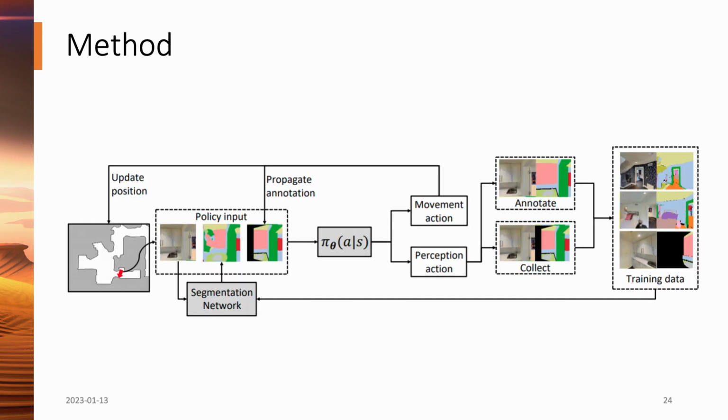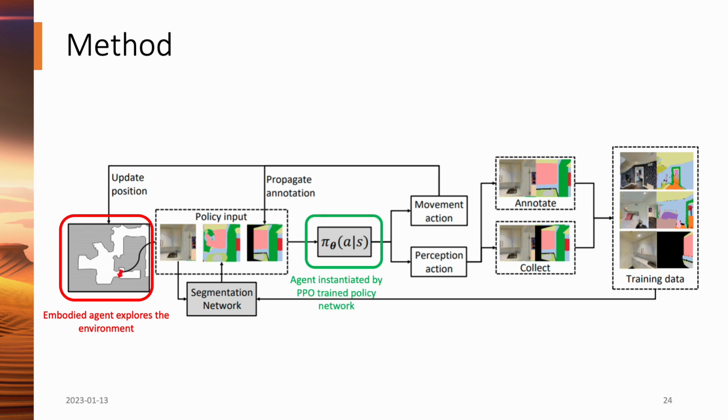Let's have a quick look at our proposed method. The embodied agent moves around in a 3D environment in the form of a virtual house. The agent is controlled by a neural network policy, but is trained to explore the house in order to seek out informative views on which to refine its semantic segmentation network. The policy is trained using the PPO reinforcement learning algorithm, and the RL reward function penalizes requesting annotations from the oracle and rewards exploring its environment.